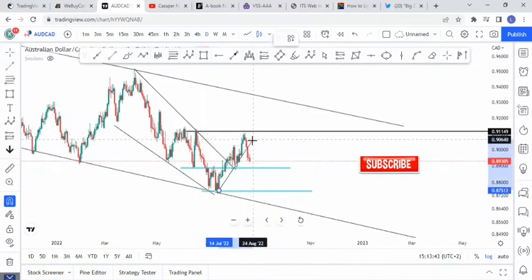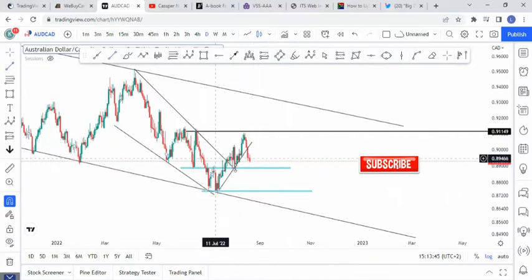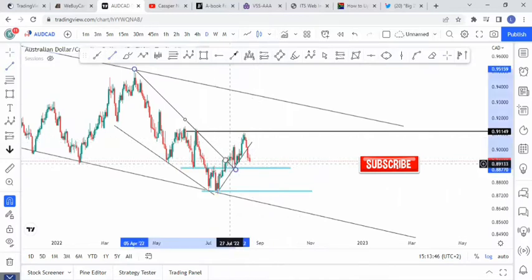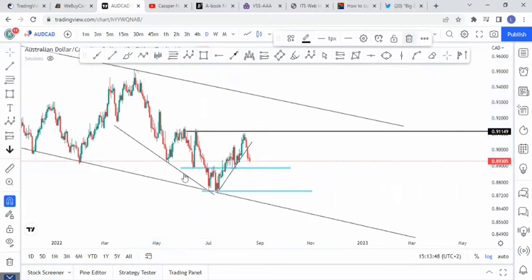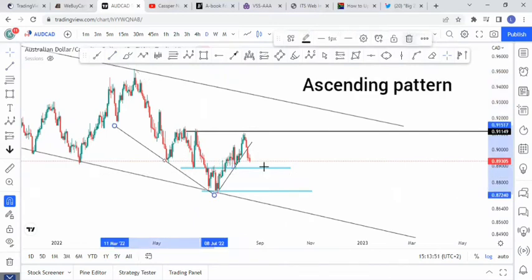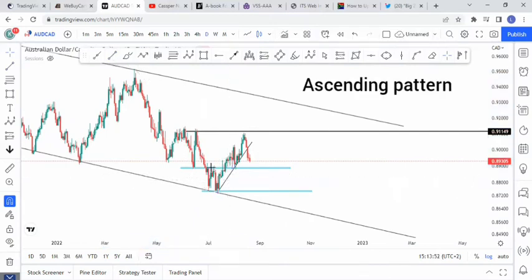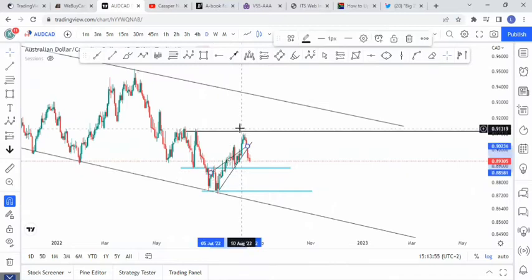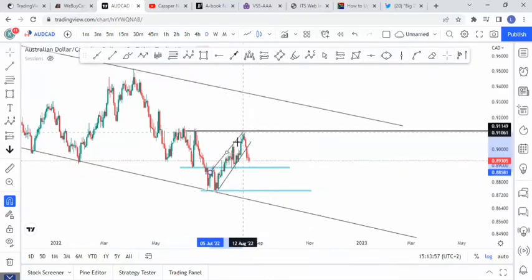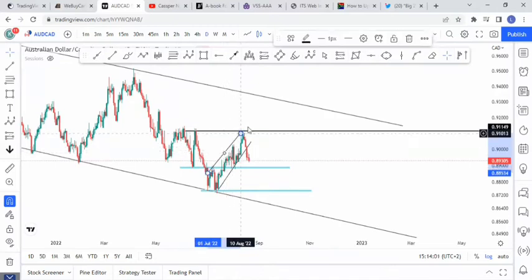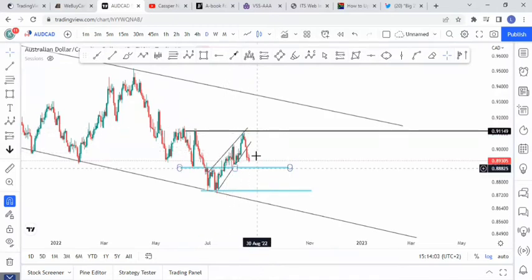So now let's remove that one. Obviously now we're just going to focus on the pattern that's currently happening. You can see we have an ascending channel, which is also a beautiful high probability setup that's likely to play out, you know, in most cases.